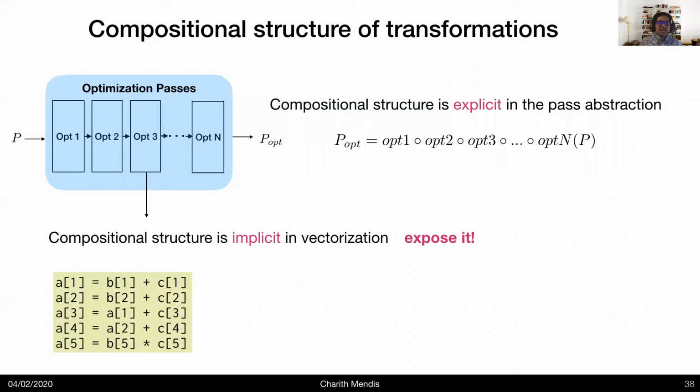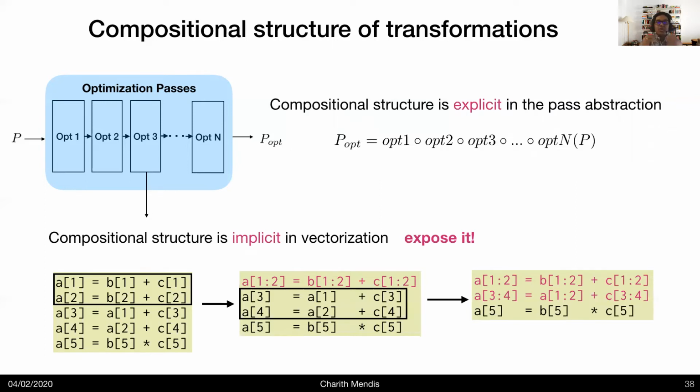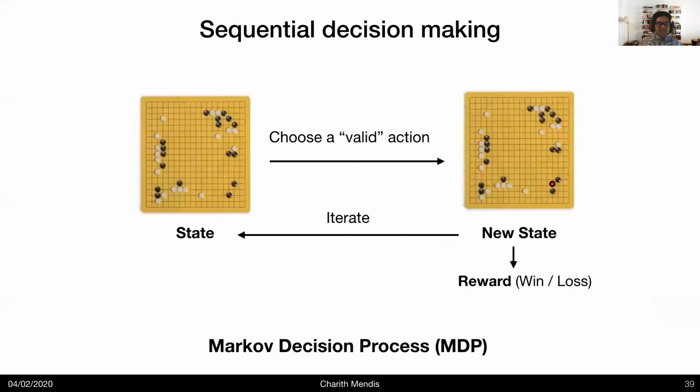More specifically, rather than thinking of auto vectorization as one monolithic pass, you can think of it as vectorizing one statement at a time until you reach a state where there are no more vectorization opportunities. With the compositional structure exposed, we can now model auto vectorization as a sequential decision making process, or more technically as a Markov decision process, similar to how AI researchers have modeled board games, which they have solved using techniques like reinforcement learning or imitation learning.